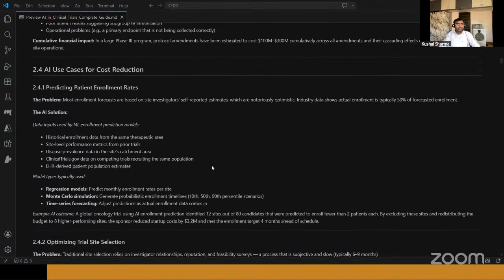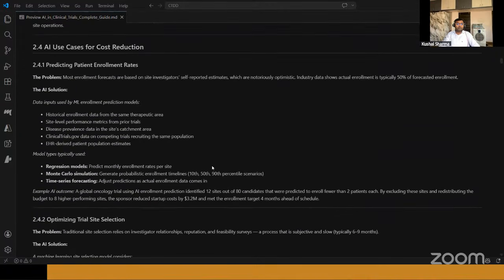Now, AI use cases for cost reduction. Let us try to understand this part. So predicting patient enrollment rates. So after this, we will see one demo as well.